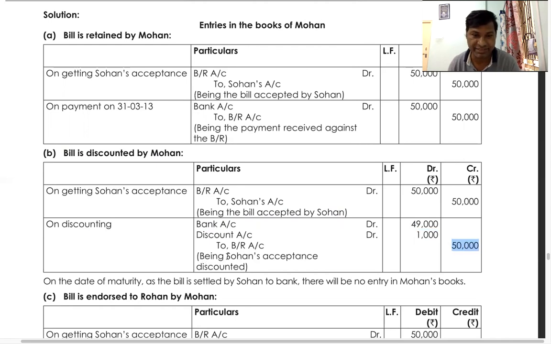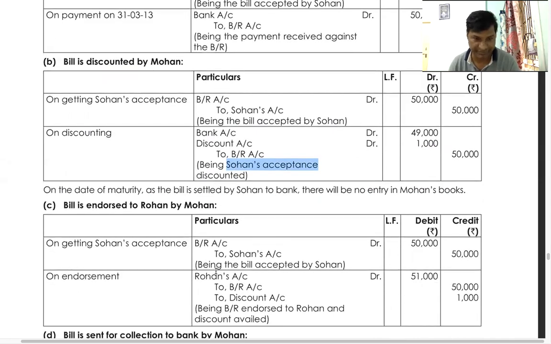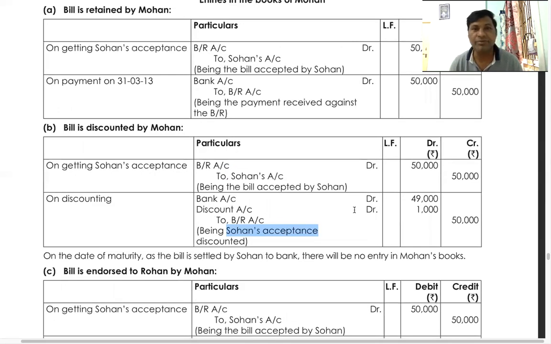So therefore, bank account debit 49,000, discount account debit 1,000 to bill receivable, which is the total amount. It is not Sohan's acceptance, but being bill discounted with the bank. Okay, remove this highlighted one. Being bill discounted with the bank. Okay. Then on the date of maturity, as the bill is settled by Sohan to the bank, there will be no entry. Once the bill is discharged and the amount is paid, no entry is needed.